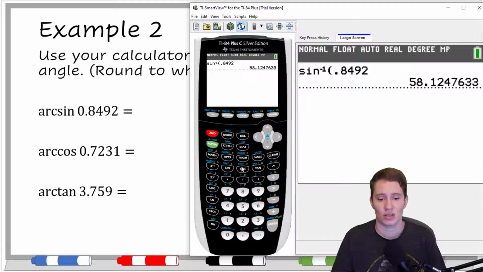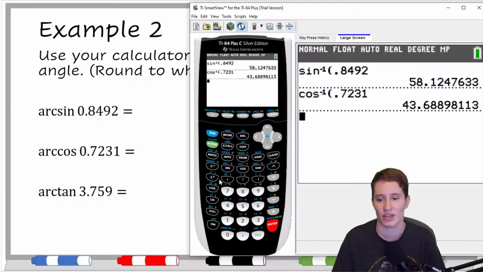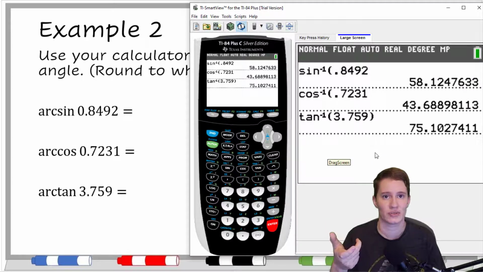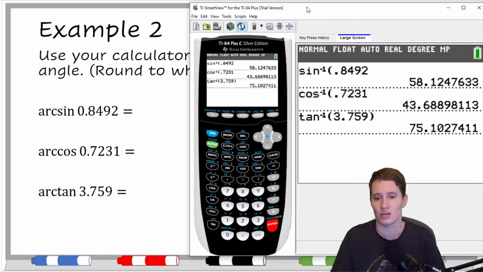So now let's do arc cosine of 0.7231. And I did make up these decimal numbers, so this would round to 44 degrees, and second tangent. Now tangent can be bigger than 1, which you might have already figured out since this is a number bigger than 1, because it has nothing to do with the hypotenuse. Our opposite and adjacent sides, either one of those can be bigger, and that's going to affect how big our number is.